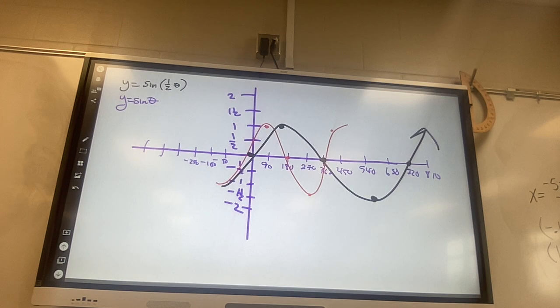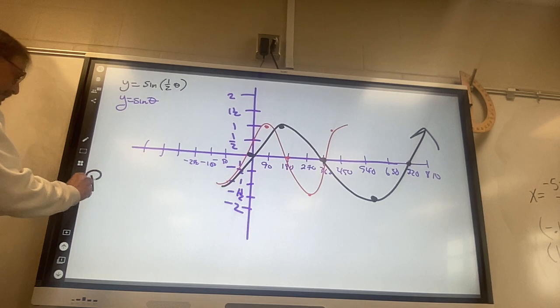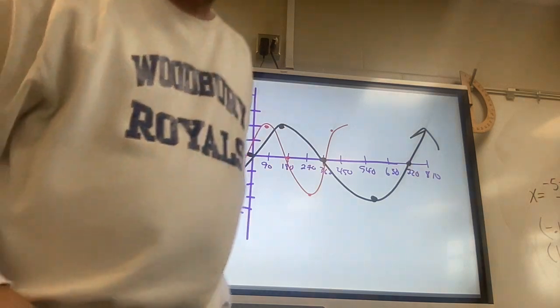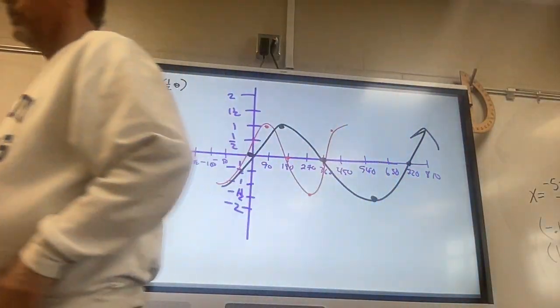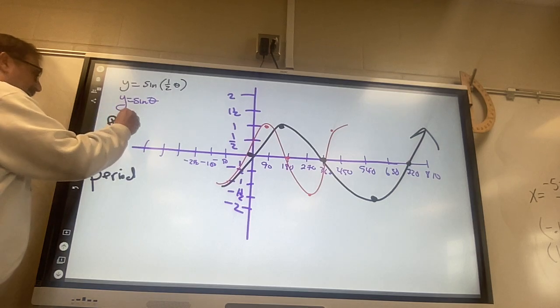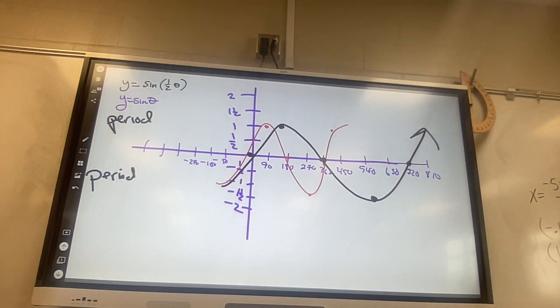I need to add a new word. Please write, you could probably fit it under the word f of x, right up near the upper left. Write the word period, P-E-R-I-O-D. And please do not write fifth period, even though we're in fifth period. The period says, how long does it take to repeat itself? Normally, sine takes 360 degrees to repeat itself.